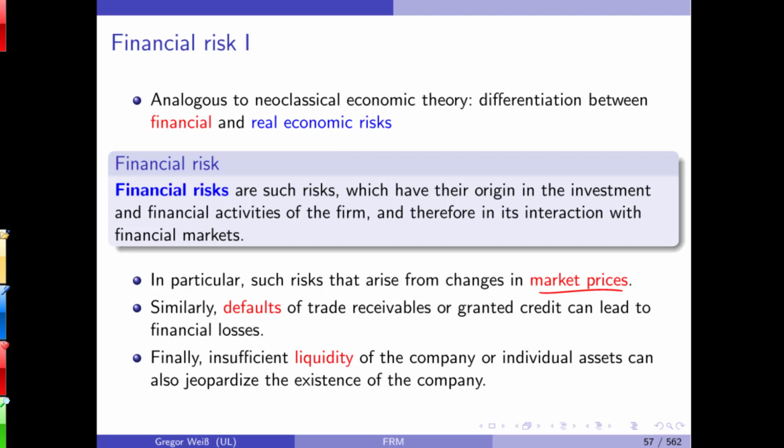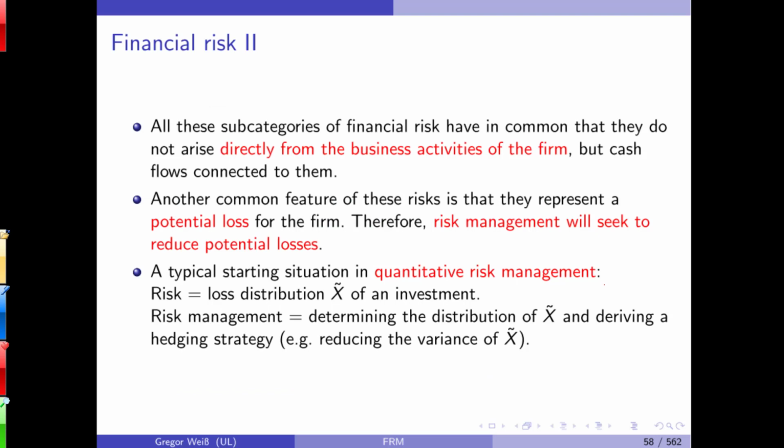But here we're talking about financial risk. We are not talking about real effects and not really directly about real economic risk. That would be, for example, employees are fired, jobs will be lost, and so on. So it's just about financial risk, also related to credit risk and liquidity. All these subcategories, credit risk, market risk, etc., they all have in common that they do not arise directly from the business activities of the firm, but from the cash flows generated by the operations. You give out a loan, you invest in an asset, you have more or less liquidity, and because you have a certain stream of cash flows, you might be exposed to financial risk.